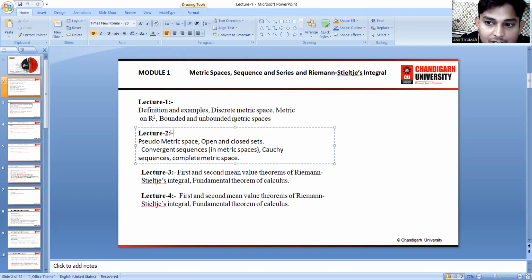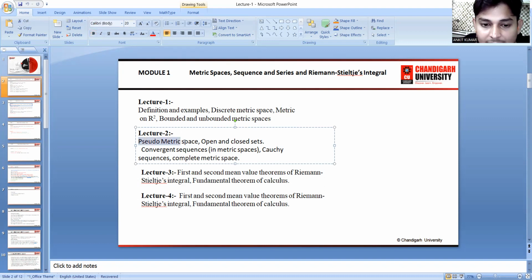In the next lecture, lecture 2, I will discuss the pseudo-metric space, open and closed sets, convergent sequences, Cauchy sequences, and complete metric spaces. What is the pseudo-metric space, open and closed sets, convergent sequences, Cauchy sequences, complete metric space, etc.